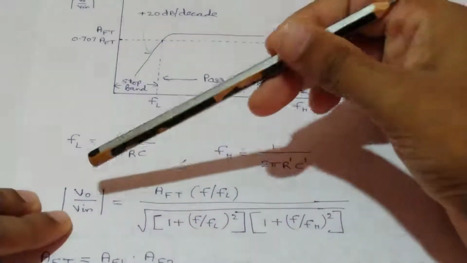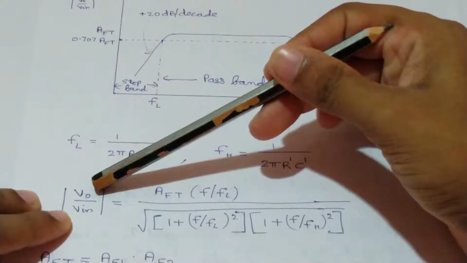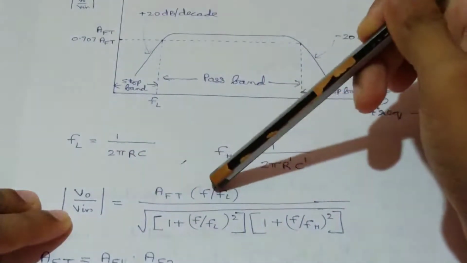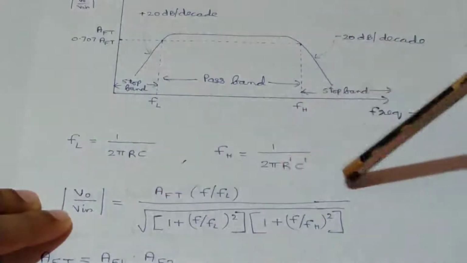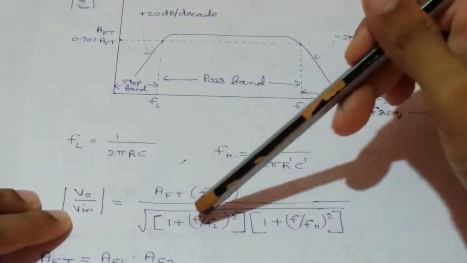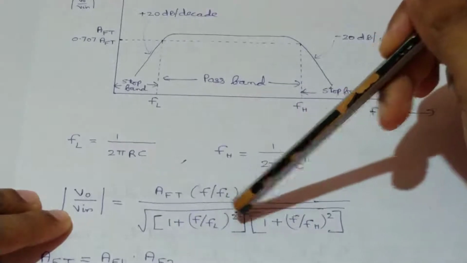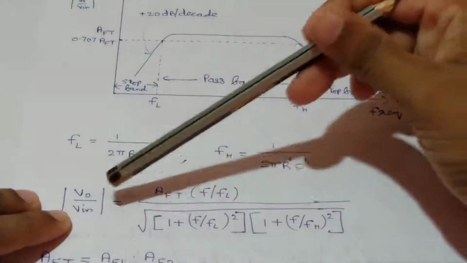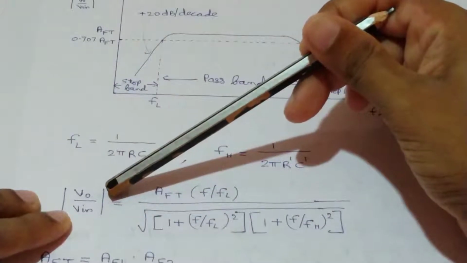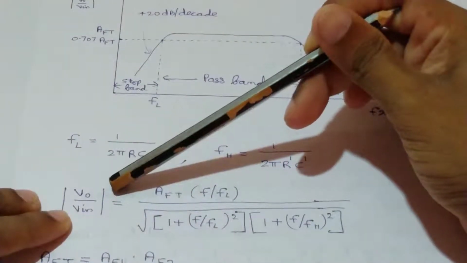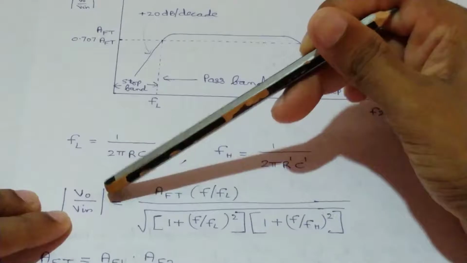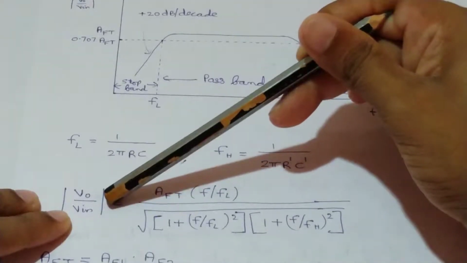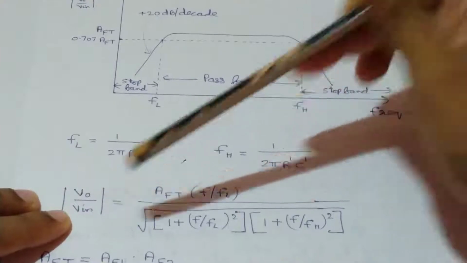The mod V out by V in equation for this wide bandpass filter is given by AFT into F divided by FL, all divided by square root of 1 plus (F divided by FL) square into 1 plus (F divided by FH) square. This mod V out by V in equation can be obtained by multiplying the mod V out by V in equations for the first order high pass filter and for the first order low pass filter.